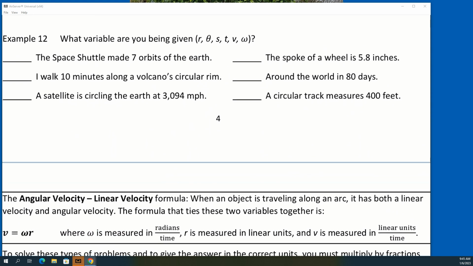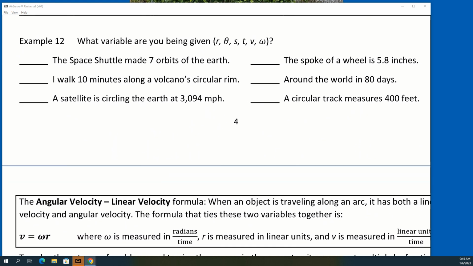All right, so this next example is harder than you would think. We have six situations. Each of them is going to be a different variable. They're only going to be used one time. So the first one, the space shuttle makes 7 orbits of the Earth. What variable do you guys think that is? Well, if it was 7 orbits in 1 hour, it would be omega. It's theta. An orbit is the same as a revolution. So 7 revolutions is an angle. 7 orbits is an angle.